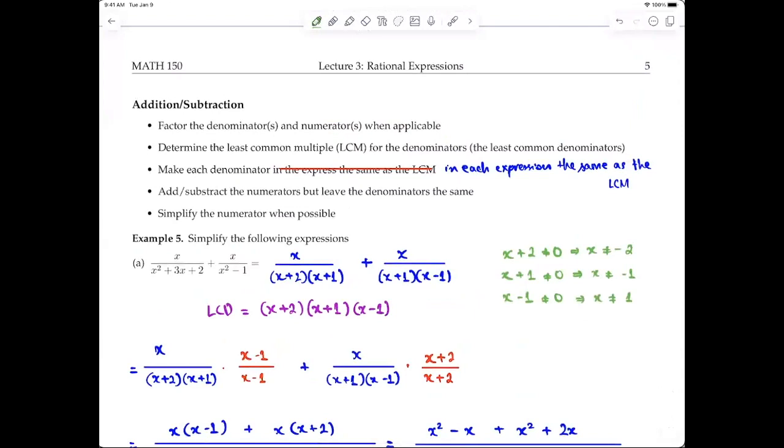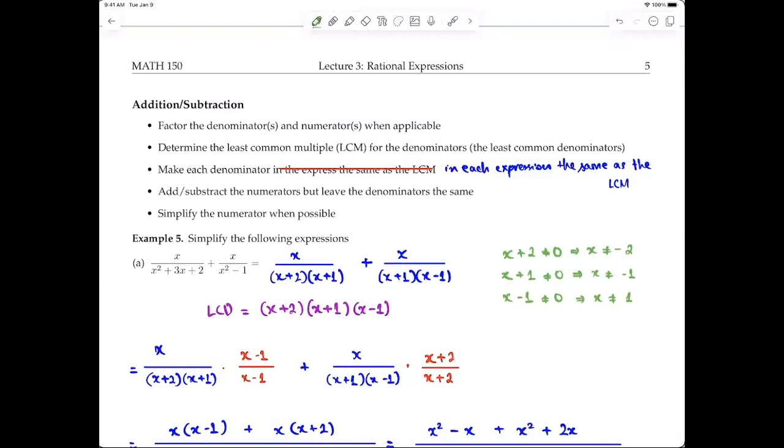First things first, when you're given a problem, two rational expressions added together or subtracted from one another, try to factor the numerator and denominator when possible. And then the next two steps are to find the LCD, the least common denominator, and then try to make each denominator the same as the LCD. And then after those two steps, you have the same denominator, right? So you keep the denominator and combine the numerators together, and then simplify the numerators as much as you can. Okay. Any questions on that?